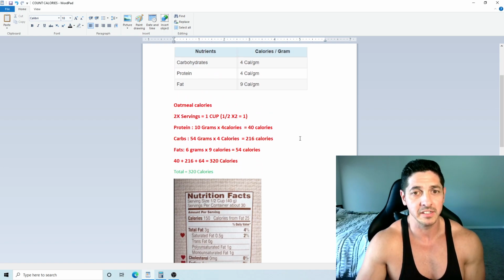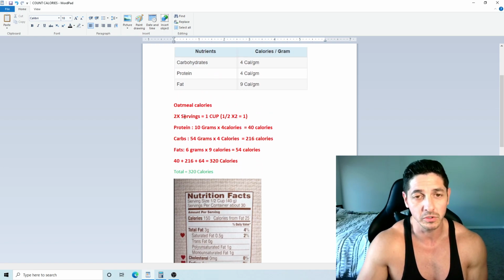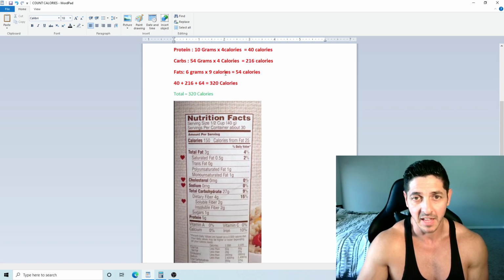So what we'll do here is, for example, we have 2 serving sizes. We know that each serving size is half a cup, so 2 times half a cup is going to be 1 cup. That's what the example is going to be. So in 1 cup, we're going to have 10 grams of protein times 4 calories, because every gram of protein is 4 calories. That's going to give us 40 calories. Carbohydrates, there are 54 grams times 4 calories, gives us 216. Fats, 6 grams here, times 9, 54.